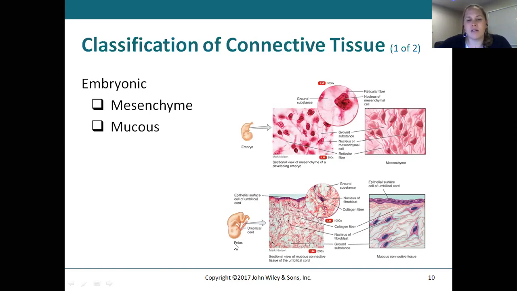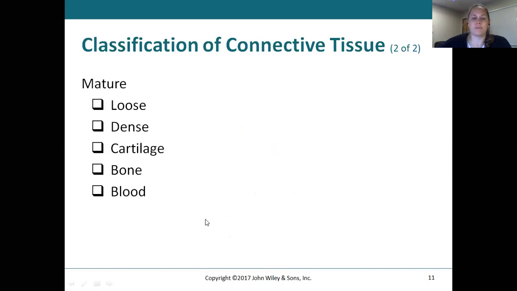Here you can see a more developed fetus and the mucous cells. The specific cross-section that you see here is of the umbilical cord. You can see the ground substance, again, that's part of the connective tissue, the nucleus of the fibroblast, which is another connective tissue cell that we just talked about, and a collagen fiber, which is a type of connective tissue. And then here you can see the epithelial surface of the umbilical cord as well. So that's going to be part of that mucous connective tissue of the umbilical cord.